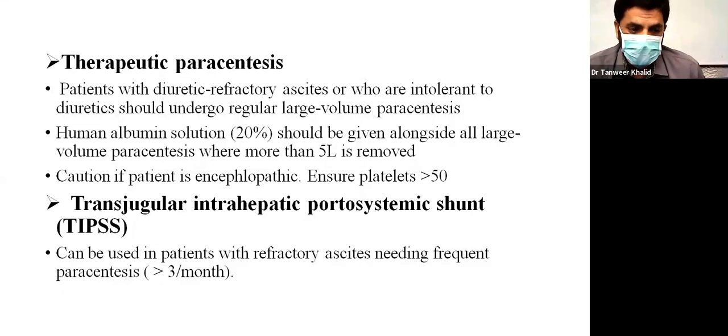Transjugular intrahepatic portosystemic shunt is another option. It can be used in patients with refractory ascites needing frequent paracentesis, which means greater than 3 paracenteses per month. So rather than going for repeated paracentesis, it is an option which can reduce the formation of the ascites.